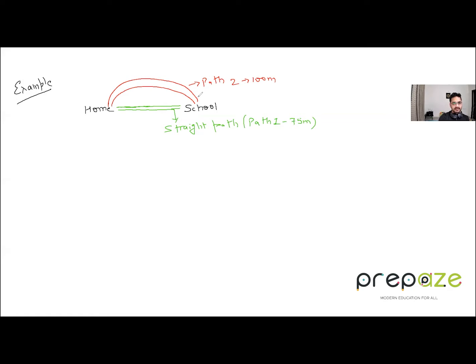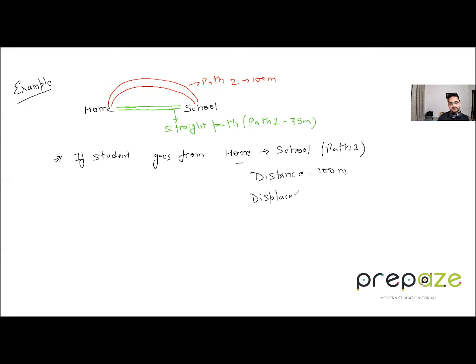Now imagine I give you one question: if the student goes from home to school along path 2, then what is the distance? Your answer simply will be the total path traveled, which is 100 meters. That's correct. And what is the displacement?